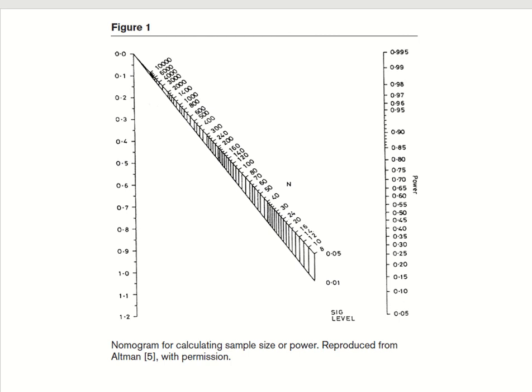See these 2 lines here? This is your sample size. One for alpha 5% and one for alpha 1%. Okay, so by linking, you're going to figure out your sample size. Let's look at an example.